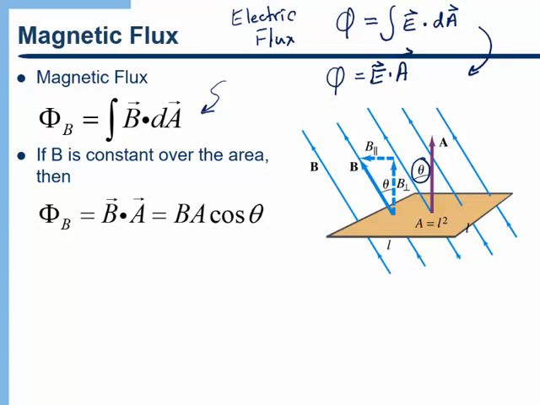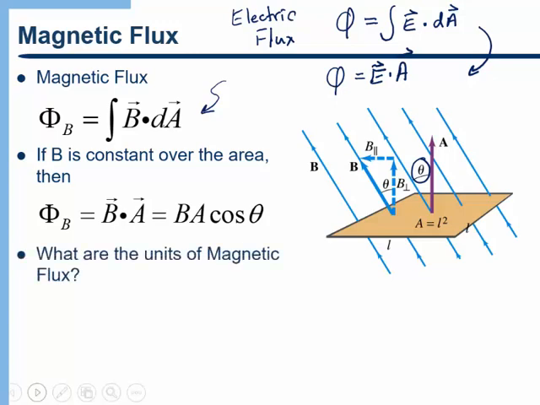Okay, so again, if the magnetic field is constant over the area, we get the same simplification as we got for electric flux. The units of magnetic flux: if you look at the formula, you'll notice that we have the unit of magnetic field, which is Teslas, the unit of area, which is meters squared, and so it's Teslas meters squared. Unlike for electric flux, where we don't define a unit, here we do. We define the Weber, and a Weber is a Tesla meter squared.